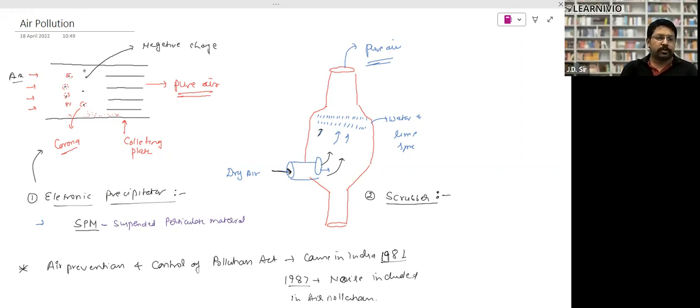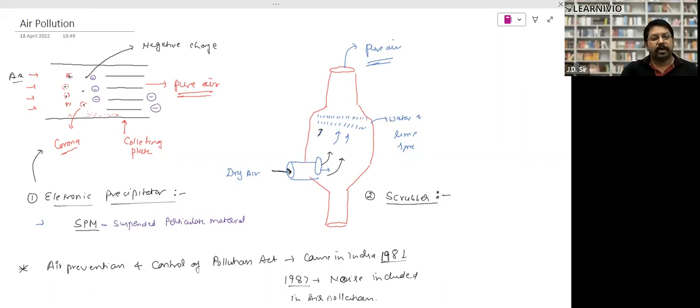So this is the equipment, and these are the plates. These plates have a negative charge and keep on releasing electrons, so negative charge is being released by them. What happens when air enters from here? The air has dust particles and carbon particles.